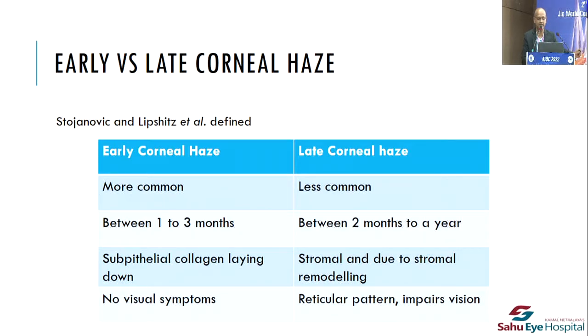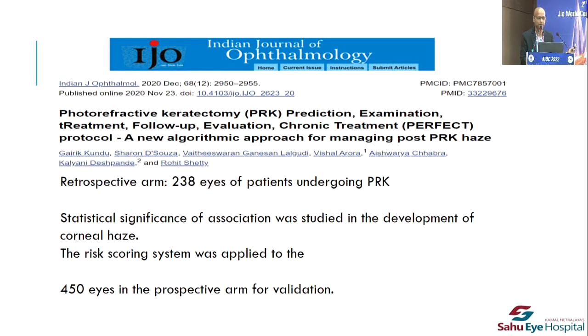I won't go into the details of this, but there was a beautiful paper from the Narayana group which got published in IJO, where they did a retrospective study and tried to come up with a risk score to see whether, by looking at a patient preoperatively, you can actually look out for which patients are likely to develop corneal haze and segregate them.